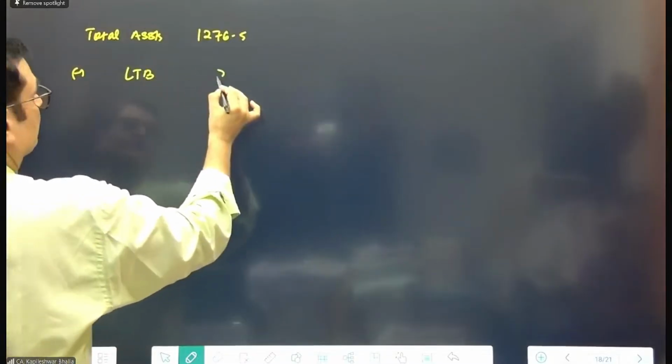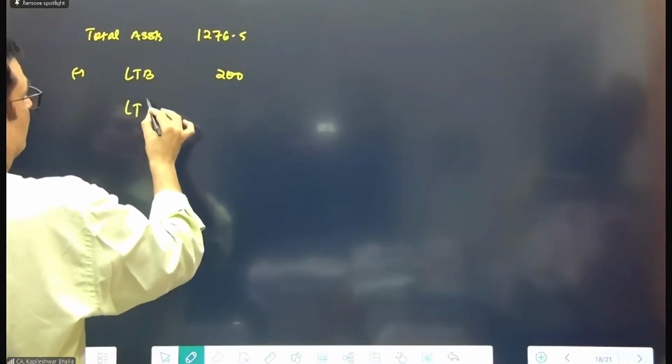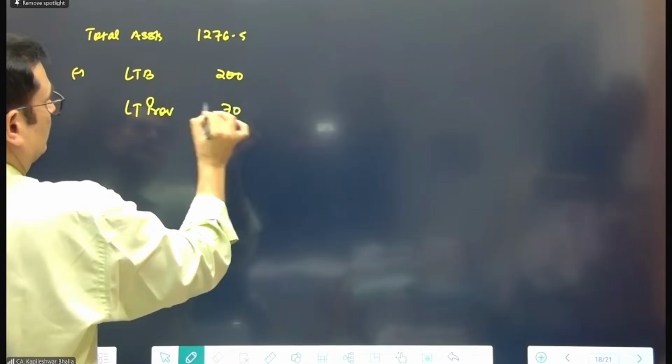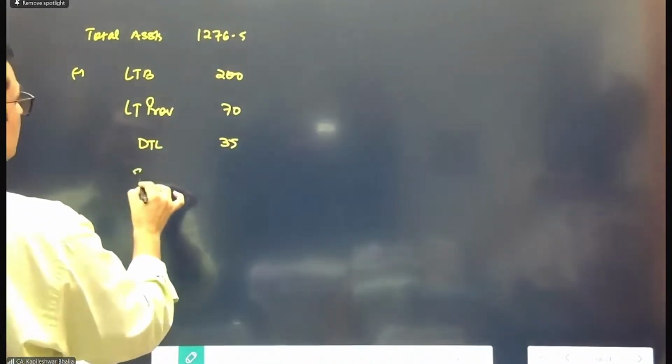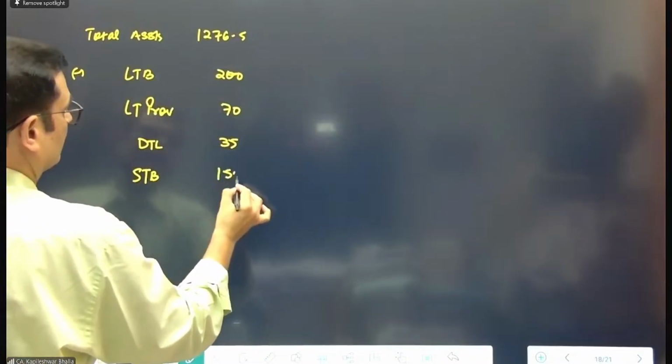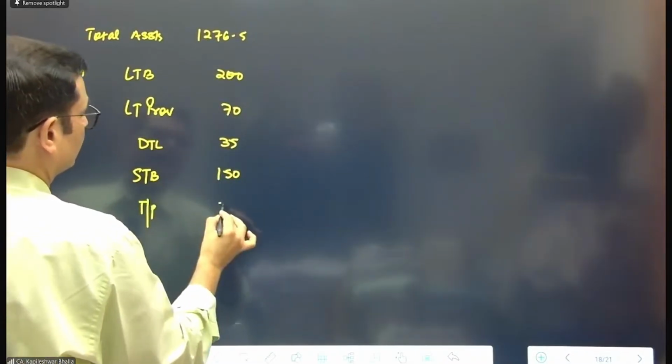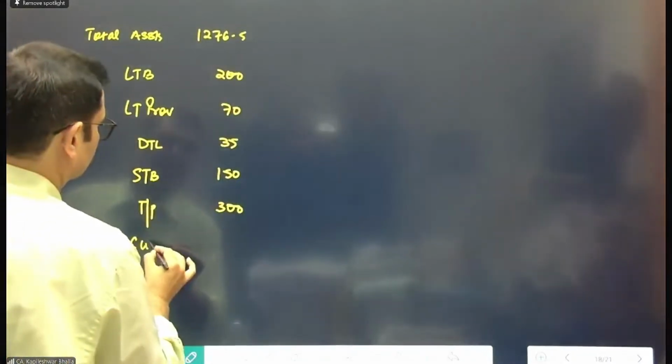So on the liabilities, we've got the long-term borrowings, that is 200. Then long-term provision 70. Then deferred tax liability 35. Then short-term borrowings 150. Trade payable 300. And anything else to be taken as a part of the list? No, sir. Contingent liability, that is 5. Yeah, correct. 5.